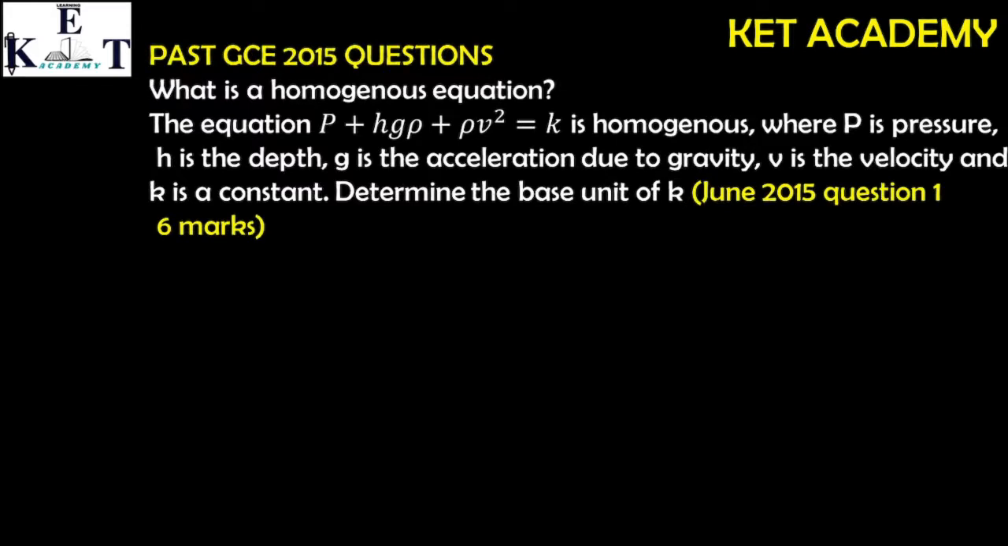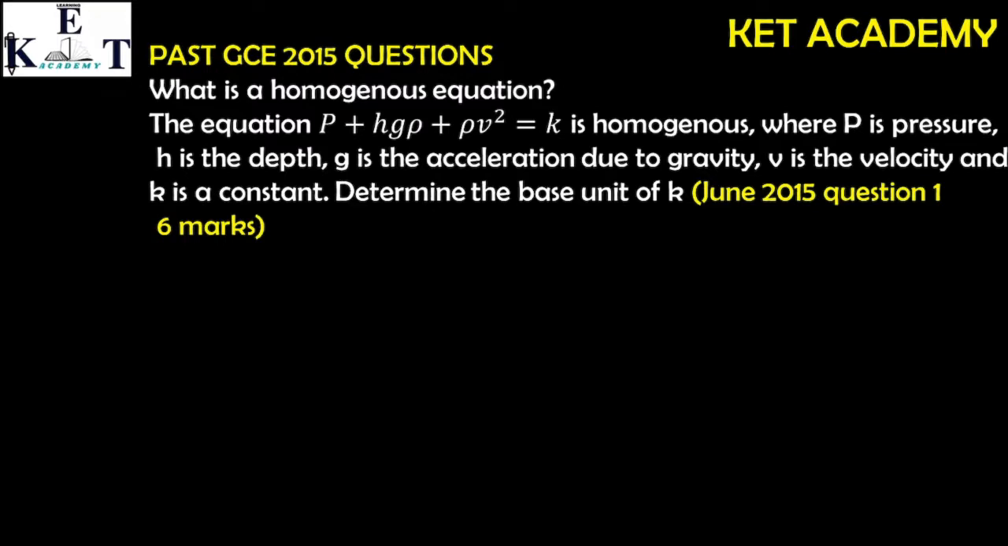So this is GCE 2015 question 1, and it says: what is the homogeneity of an equation? As we rightly said earlier, a homogeneous equation is an equation whose units of additive terms are equal on both sides. And here we've been given an equation. They say the equation is P plus Hg times rho plus rho v squared equals K. They say this equation is homogeneous, where P is the pressure, H is the depth, g is the acceleration due to gravity, and v is the velocity, and K definitely is a constant. They said determine the base units of K.